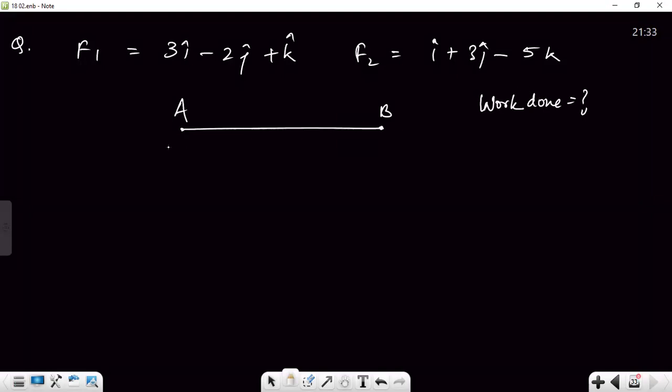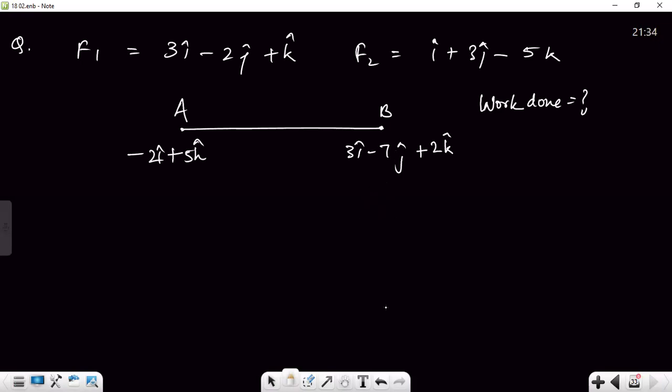If the position vector of A is minus 2i plus 5k cap, the position vector of B is 3i cap minus 7j cap plus 2k cap. Now we have to find out the work done.